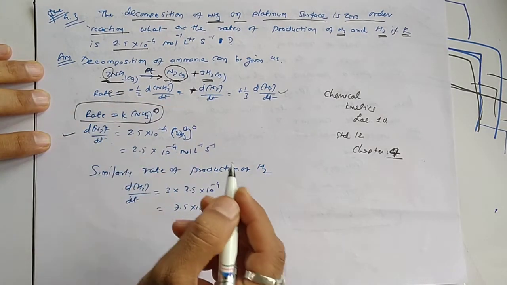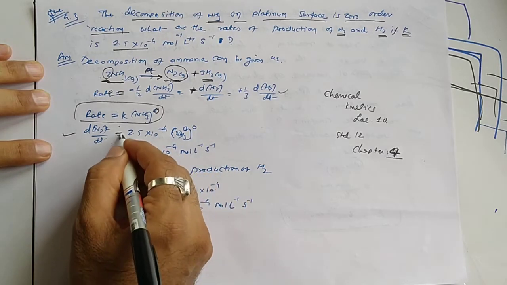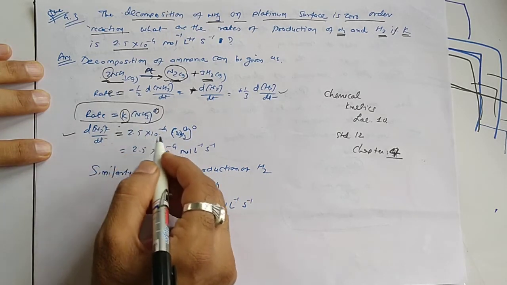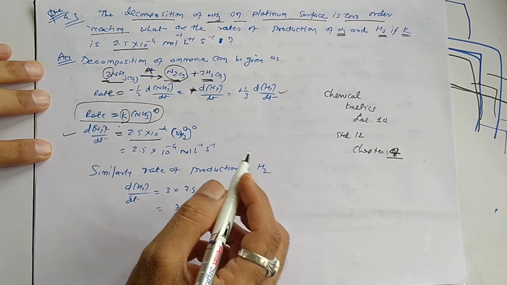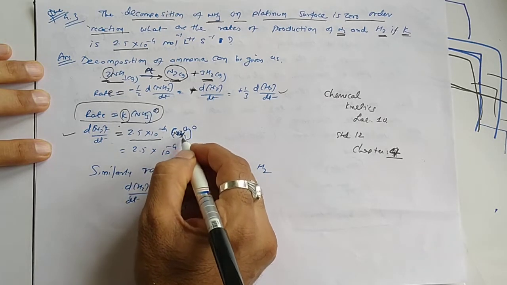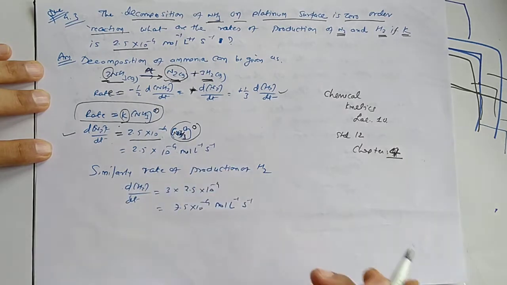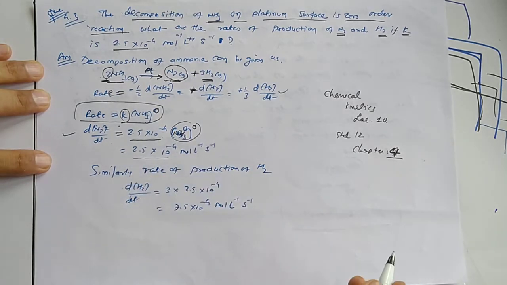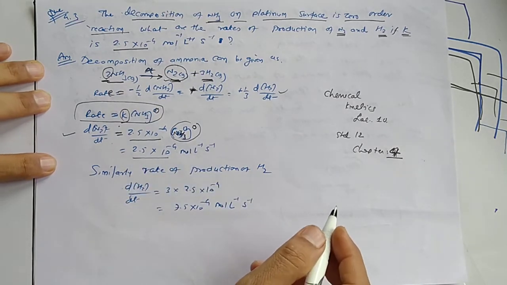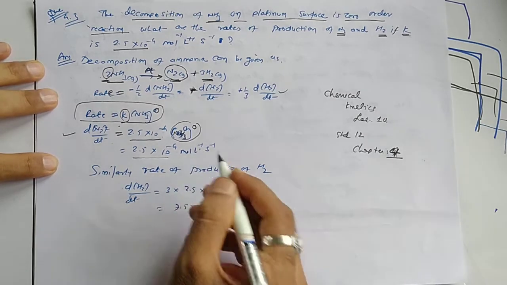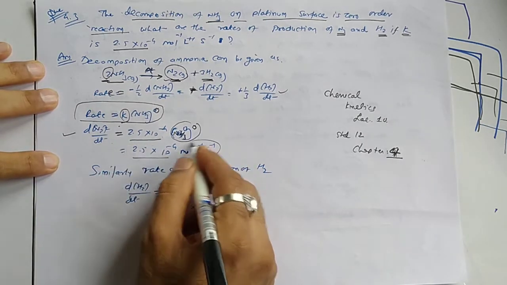So d[N2] upon dt is equal to 2.5 10 raised to minus 4, the value of K, times ammonia raised to 0. Whenever it is raised to 0, it will be 1. So 2.5 10 raised to minus 4 mole per liter per second. This is the unit of rate.